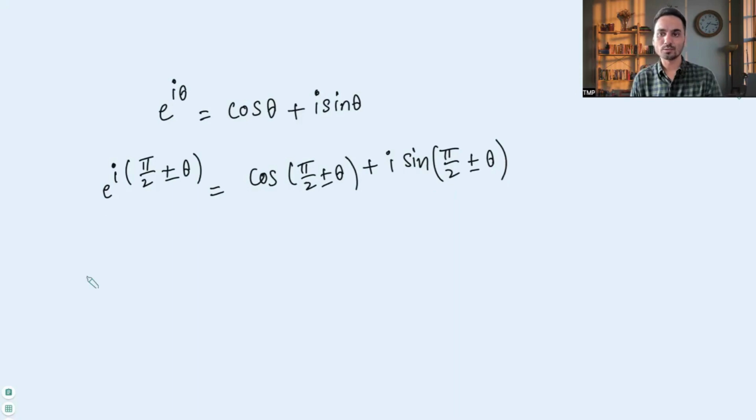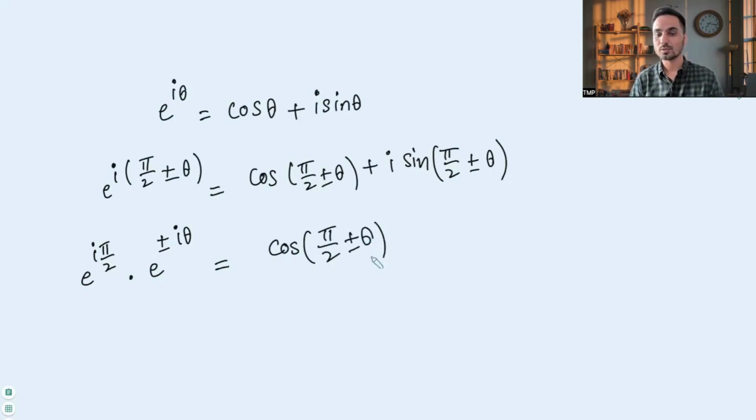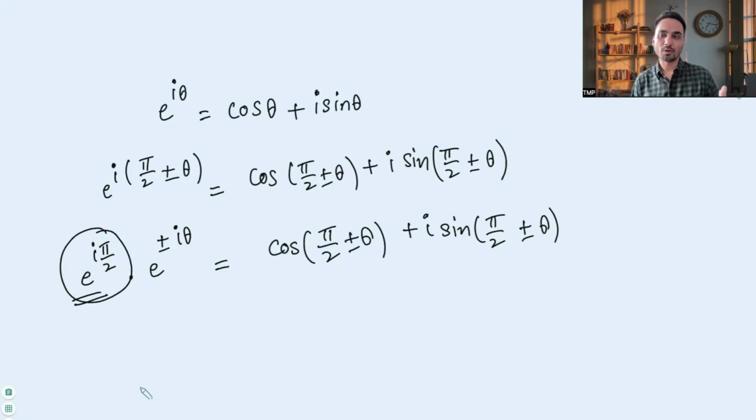And the left hand side can also be written as e to the power iota pi over 2 times e to the power plus minus iota theta. And we can keep the right hand side the same. So cos (pi over 2 plus minus theta) plus iota sine (pi over 2 plus minus theta). On the left side, e to the power iota pi over 2 is nothing but the same as iota.